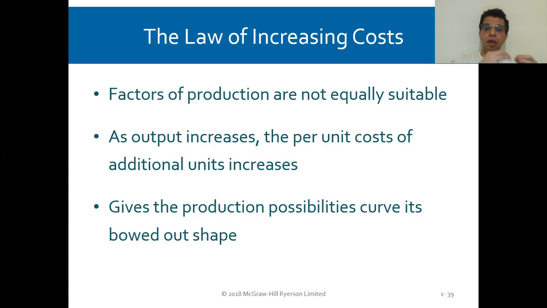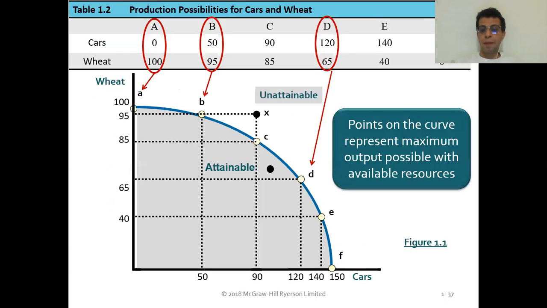And here, because we said that if I'm not good at making the t-shirts, it's going to take me more time to do that. The output increased, the per unit cost of additional units increases, giving the production possibility curve a bowed-out shape like this. So this is what's happening here. It has to be that way, because I'm probably so good at producing wheat, but I'm not good at cars, it takes me longer time and more resources to produce cars.